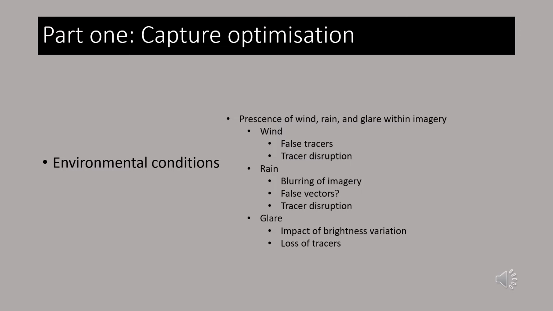Some of the typical factors that I've hypothesized to be associated with each environmental condition are, for wind, the false traces and tracer disruption, so that's ripples on the surface created by wind and not velocity. Rain also blurs the image, and you can sometimes get false vectors and again more tracer disruption. And then finally, for glare, the impact that brightness variation has across the image. Sometimes you can lose traces as it goes into an area of, say, light to dark. But that's something that's being researched a little bit more and we're not 100% sure on.